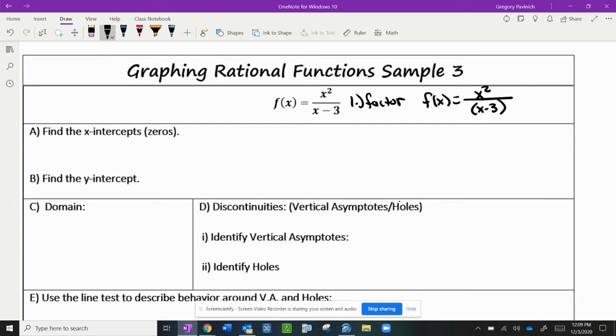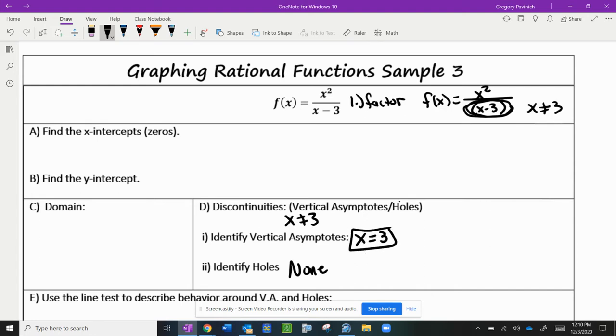So remember, when I have a rational function and it doesn't reduce, then I'm not going to have any holes. Remember, holes are points of discontinuity, or the factors from the point of discontinuity that reduce with the numerator. So if this x minus 3 doesn't reduce with the numerator, then it's not going to be a hole, meaning that this point of discontinuity, x can't equal 3, is going to be a vertical asymptote.